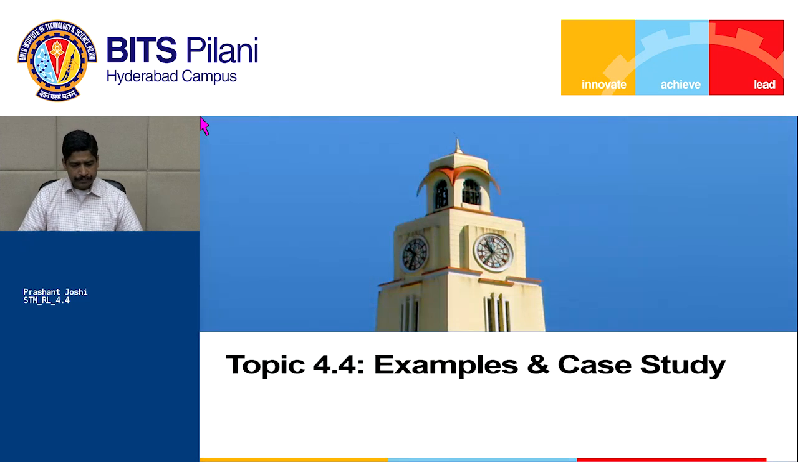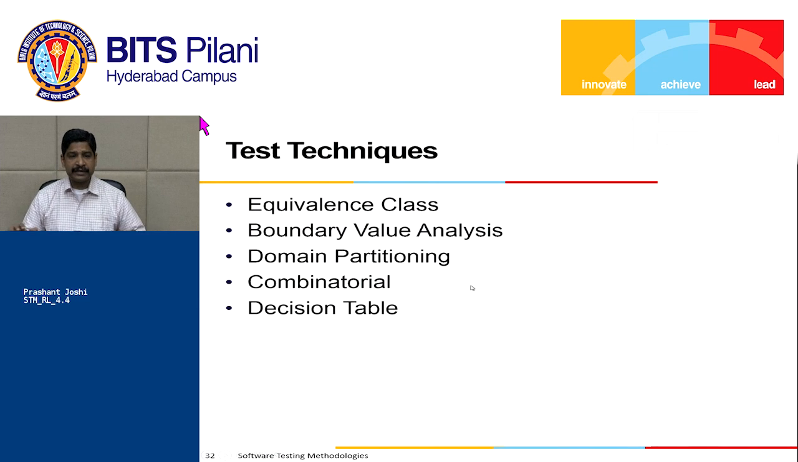So let's drill deeper. We're calling it examples and case study and test techniques that you would have seen, classic ones, core ones that you have seen so far: equivalence class, boundary value analysis, domain partitioning, combinatorial, and decision table. Now, as we are looking at all of these techniques, one way to look at it is I'm going to apply that technique. In fact, we looked at it that way. All our examples were, take this problem, but we are going to solve it using a technique.